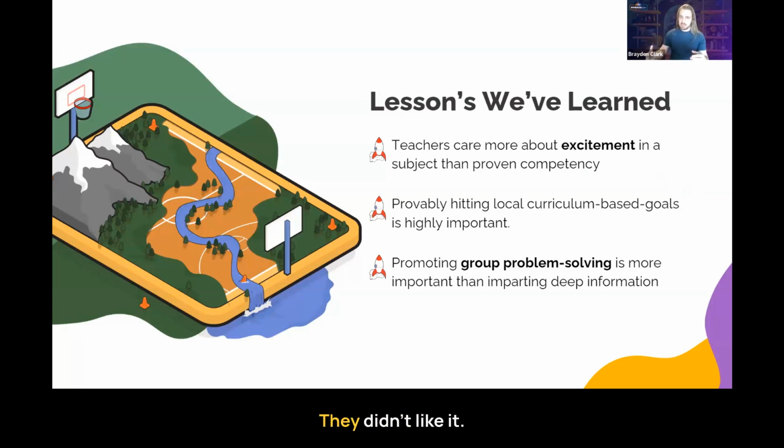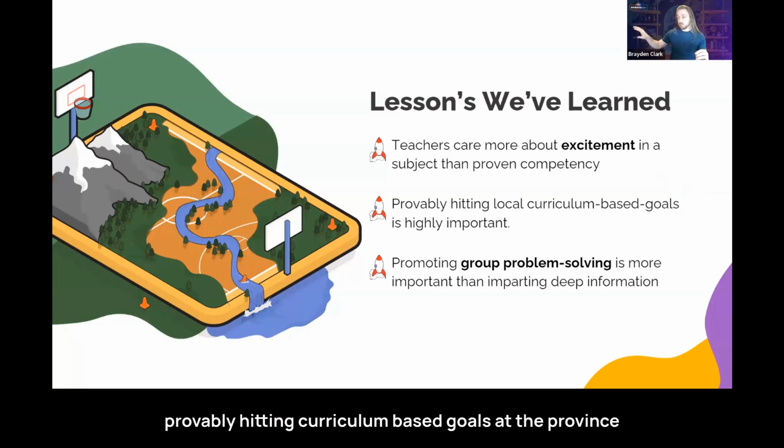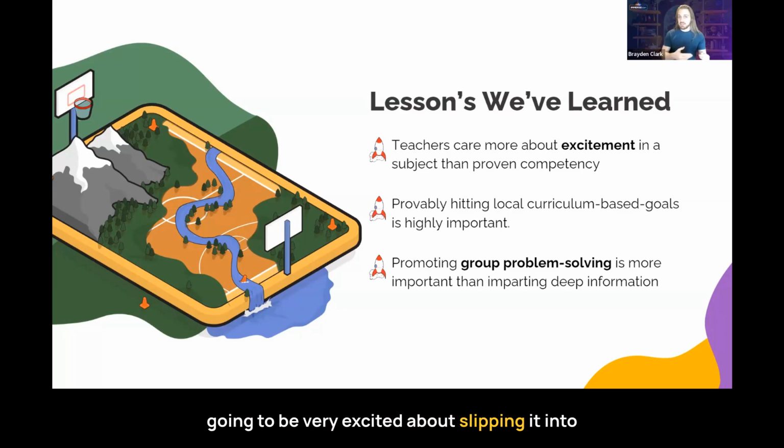We've tried that. They didn't like it. They cared about it being exciting. The second thing we've learned is that provably hitting curriculum-based goals at the province or state level is incredibly important for teachers, even if you just barely hit them. Almost every teacher has a checkbox that they have to work through. And if you hit every one of those things, they're going to be very excited about slipping it into the curriculum without having to prove up the chain of command why they're slipping it in.